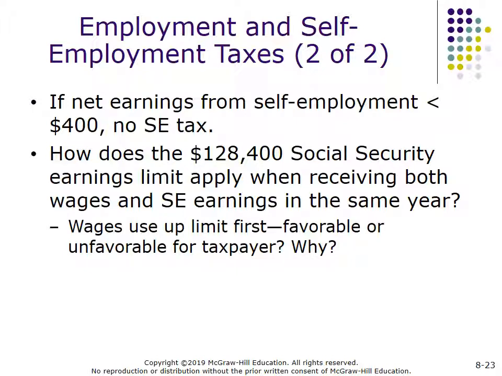Well, wages use up the limit first. So what this means is when you're computing your self-employment tax, you're going to say, how much were my gross wages for the year? For the Social Security portion of your self-employment tax, you would then only be taxed on the amount from your gross wages up to $128,400 if you have that much in earnings. All of your earnings from self-employment are subject to Medicare.